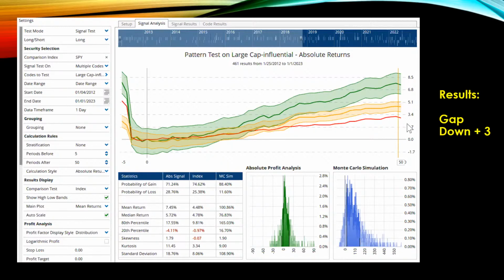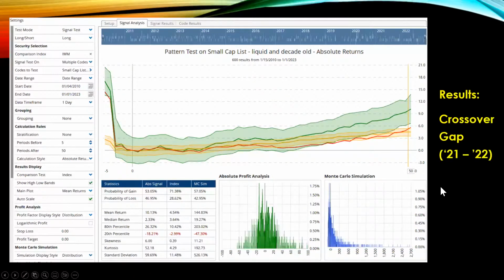But here you can see that if you ride a gap down and you wait 3 days and then you buy into the US stock market, or US stocks at all, then if you hold on to them, they will turn out to be a market-beating kind of strategy. Here's one where I wasn't looking at household names. I was looking at small caps that I knew had been around less than 10 years.